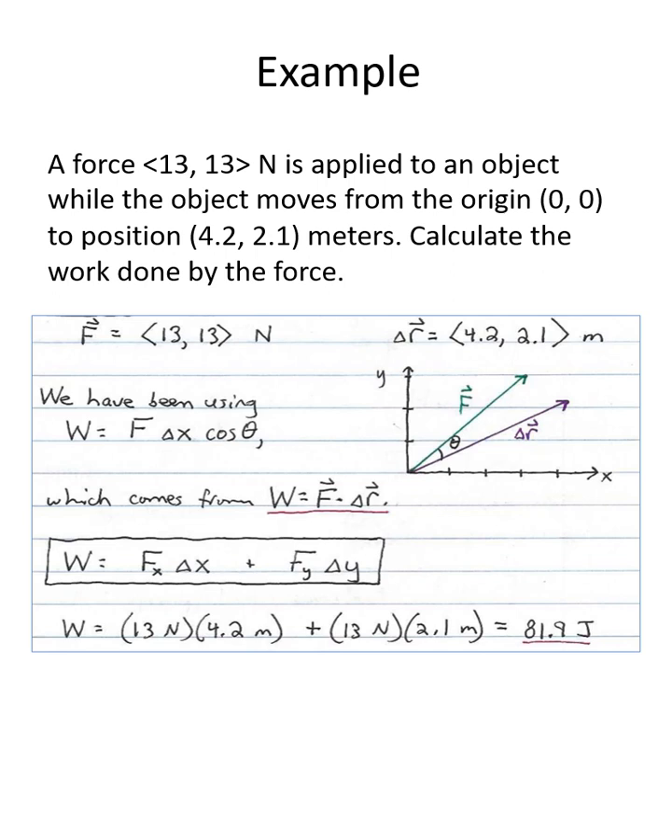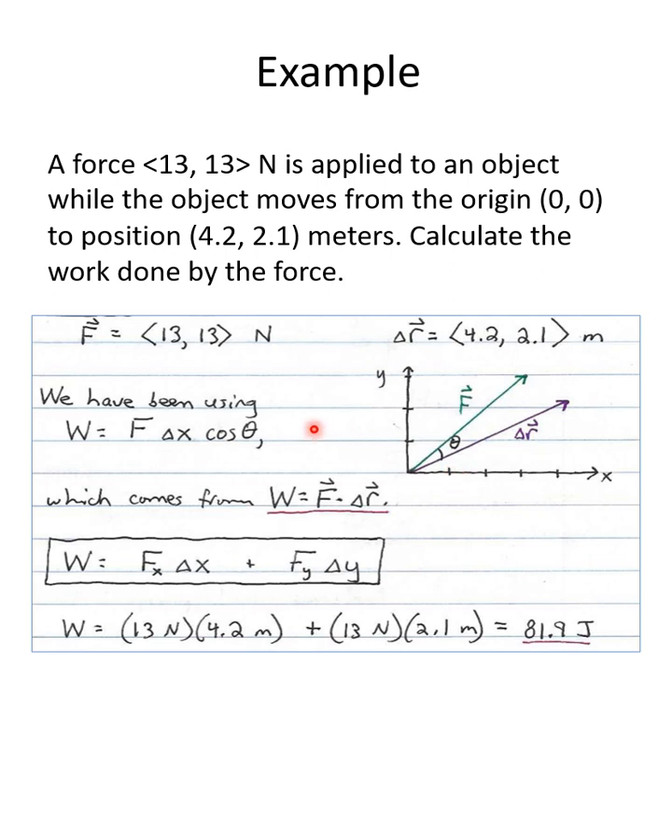Let's use this example. Let's say a force of 13 i hat plus 13 j hat newtons is applied to an object while the object moves from position 0, 0 to position 4.2 and 2.1 meters. Calculate the work done by the force. Well, here I've written out the given information. It's helpful to draw a picture. There's the force vector, there's the displacement vector, there's some angle between them.